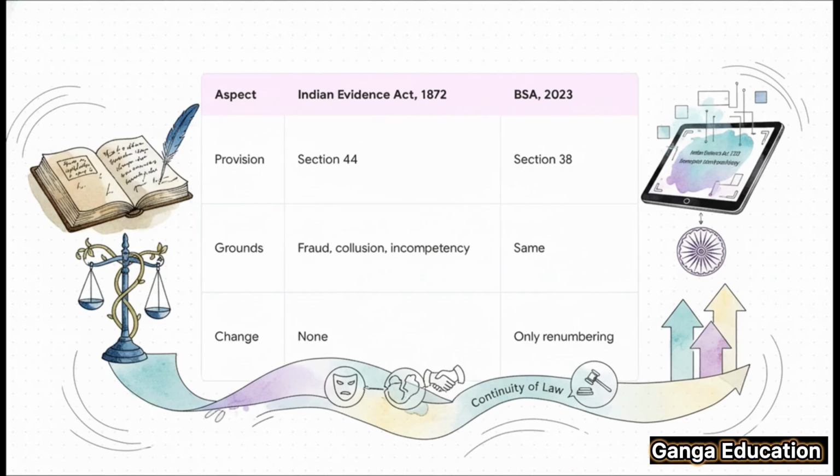The new Bharatiya Sakshya Adhiniyam 2023 has kept the principle exactly the same. The grounds for challenge, fraud, collusion, and the court not being competent are identical. There's no major change in the substance of the law, it's just a renumbering. What was Section 44 is now Section 38.